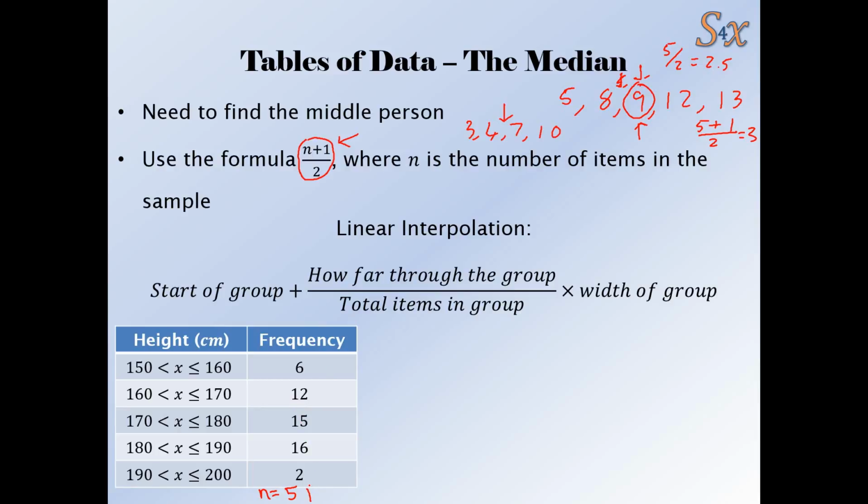So there's 51 overall. Now, we're going to apply this formula here to find the middle person. The middle person is 51, we add 1 on, then we divide by 2. That's 52 over 2, which is 26. So we're looking for the 26th person.